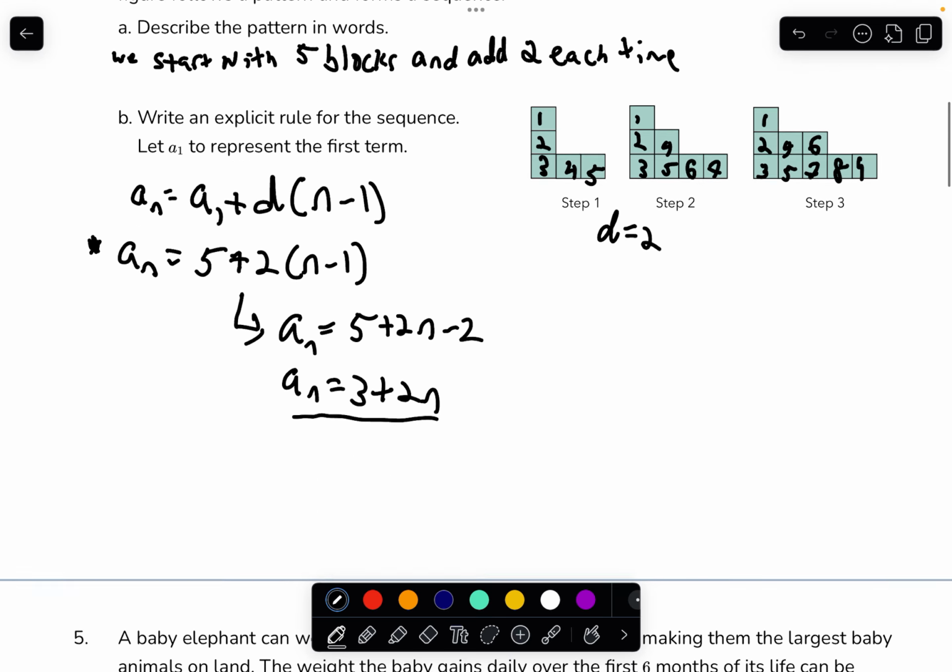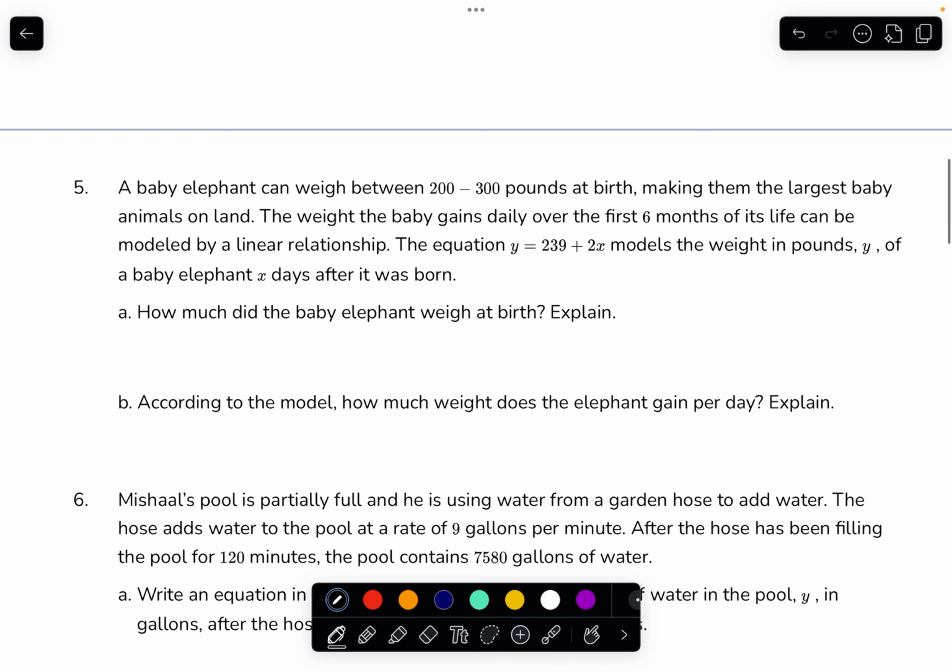All right? A baby elephant can weigh between 200 and 300 pounds at birth, making them the largest baby animals on land. The baby gains weight daily over the first 6 months, modeled by a linear relationship. And here's the linear relationship. The equation models the weight in pounds, so y is in pounds, of a baby elephant x days old. So x is the number of days.